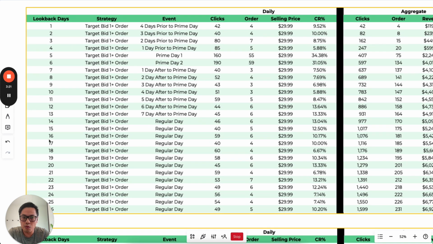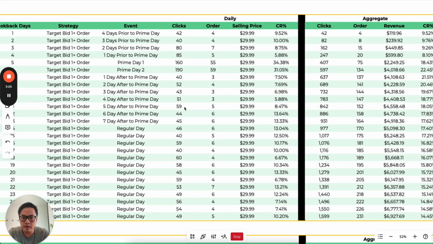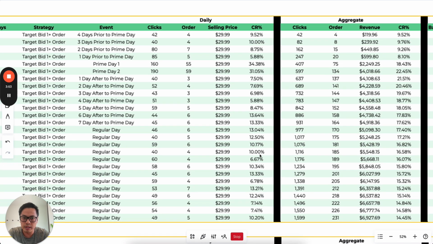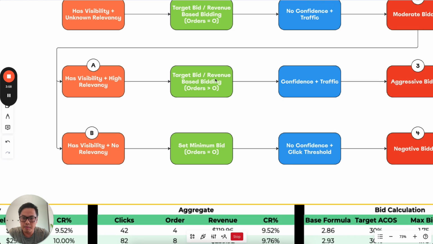So in this theoretical example, we have clicks, we have orders, we have the selling price, and then we have conversion rate. You can see in the conversion rate, this product generally will have like a 10%, maybe 10 to 13% conversion rate on average. And then on Prime Day, it spikes up to 30 to 35%. And then the days after, it starts up slow, but then it ramps back up to its normal, typical conversion rate.